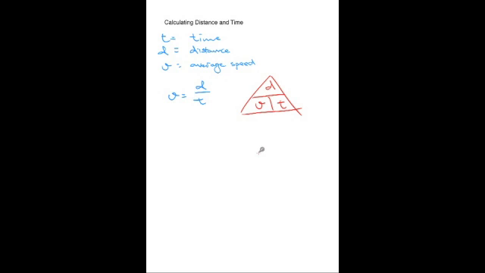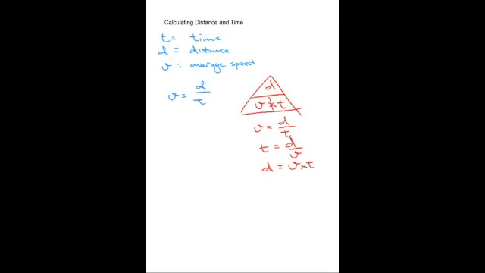We can reorganize this equation easily using this triangle so that the subject of the equation is changed. For example, from this we can easily get that not only is V equal to d divided by t, but t is equal to d divided by v, and d is equal to v times t. So you can see here the relationship that exists between each of these values.